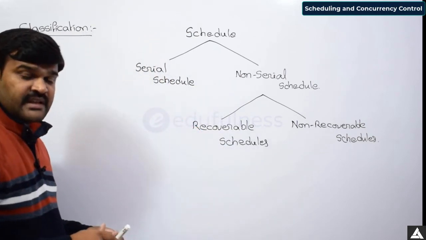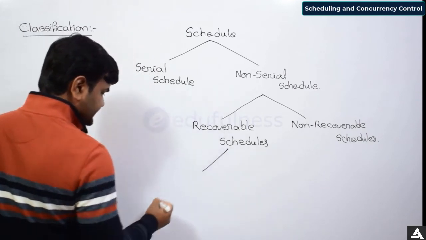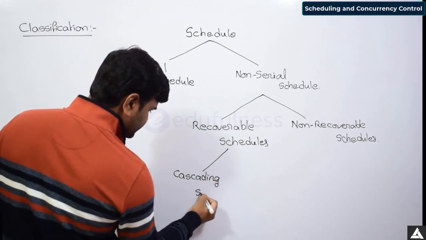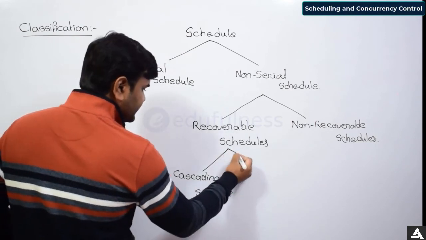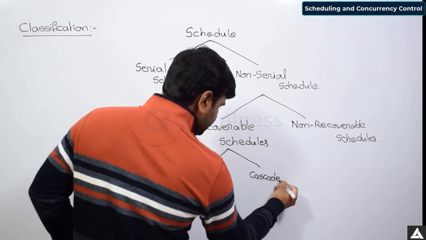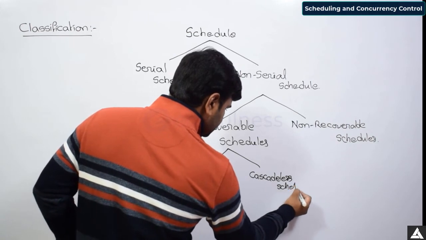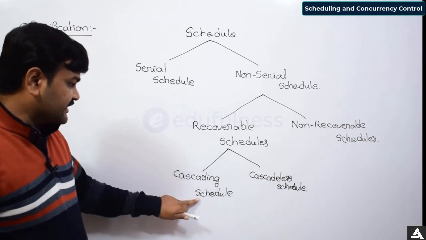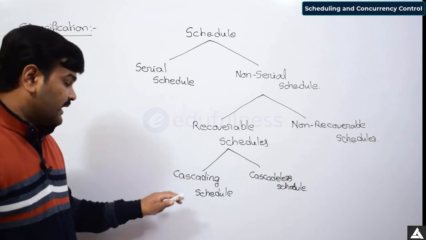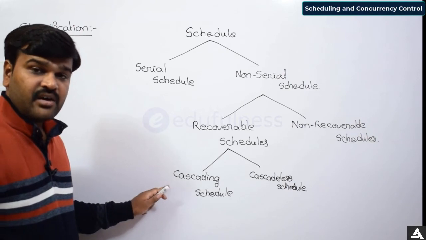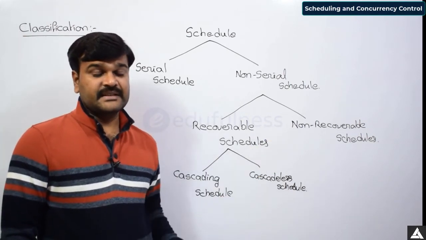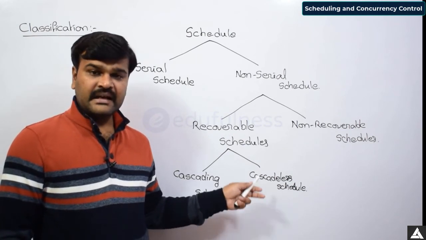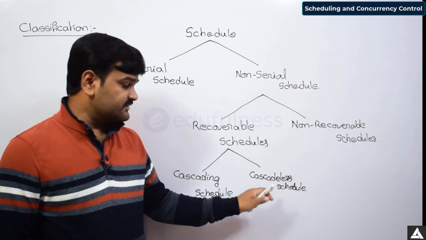But if it is a recoverable schedule, in what way is it recoverable? One is a cascading schedule, and another one is a cascadeless schedule. So this is the overall classification here. A cascading schedule, of course, is recoverable, but in what way? One transaction fails, due to that all other transactions also fail, that means they roll back. But here they are not going to roll back. If one transaction fails, other transactions are not affected. So that is what a cascadeless schedule is.